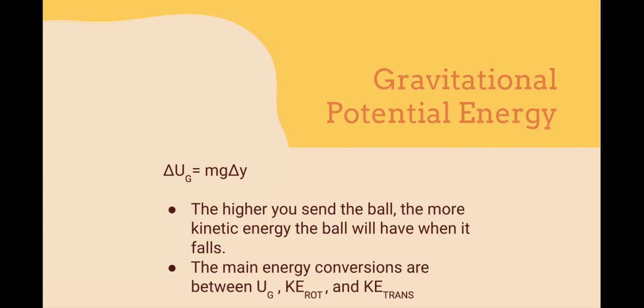And then gravitational potential energy is when you send the ball up in the air, you're giving it more, like the delta Y is increasing, which means that it has more gravitational potential energy. And then that means that when the ball drops, it'll have more kinetic energy. And then the main energy conversions are between gravitational potential energy, rotational kinetic energy, and translational kinetic energy. So those apply in almost every single play.